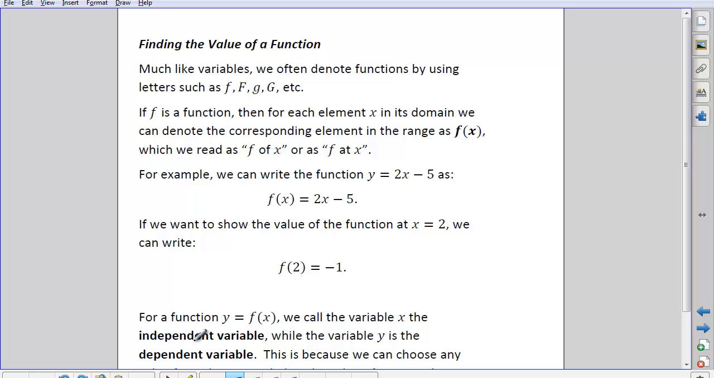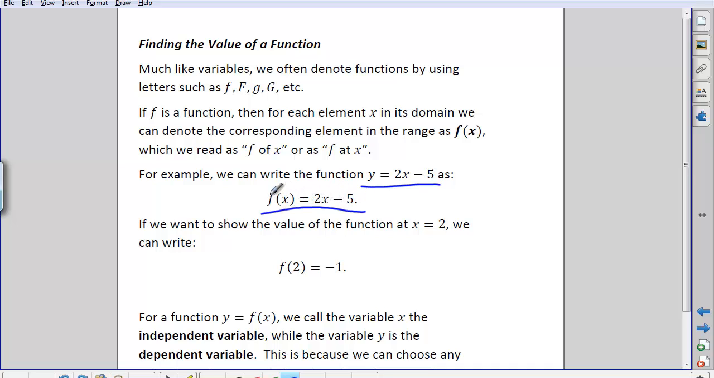Okay, so let's look real quick at finding the value of a function. We can use what's called function notation to write an equation. Remember, an equation is one way of representing a function. So if we have the equation y equals 2x minus 5, another way of writing that is with this function notation. We say f of x equals 2x minus 5.